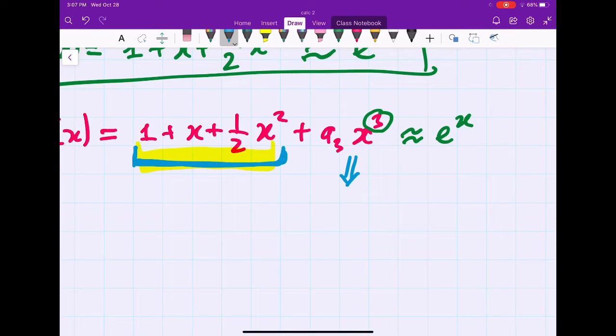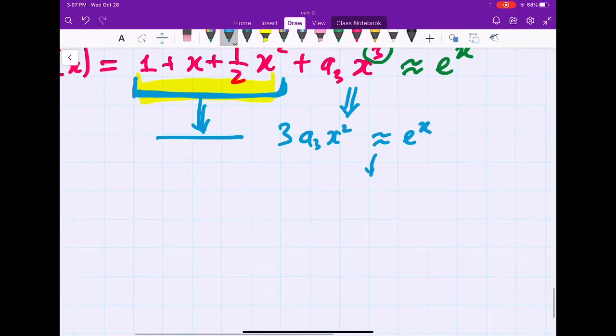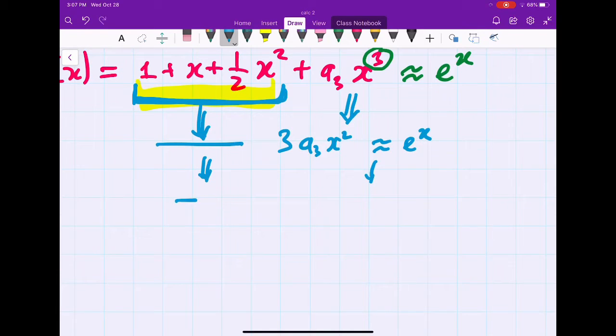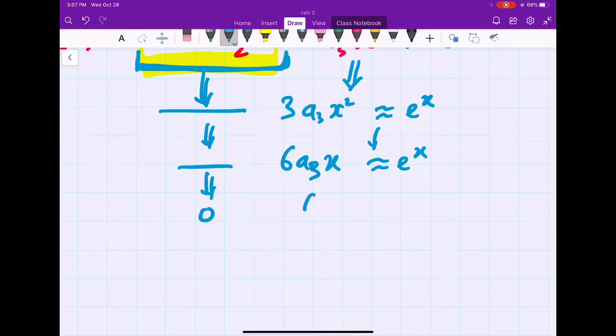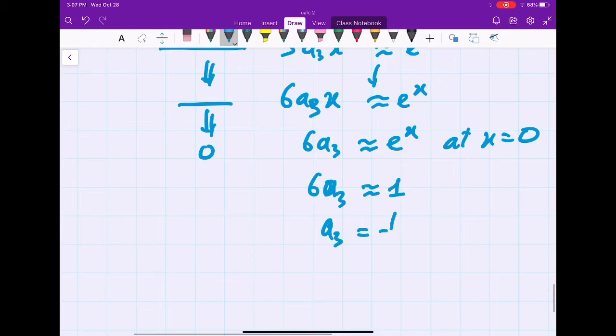So the first differentiation gives me 3a3 x squared. Again, that is approximately equal to e to the x. In here, I just move to the second one. Of course, the first time we still have the derivative of this part, right? But as I said, we need to do that 3 times. So in here I have, the second time, 6a3 x, and one more time this gives me 0. Here I have 6a3 approximately equal to e to the x at x equal to 0. Then I plug 0 into this, I get 6a3 approximately equal to 1, or a3 equal to 1 over 6.